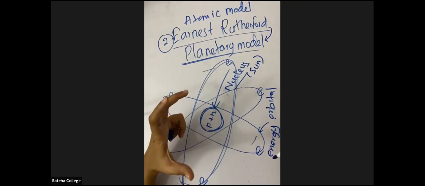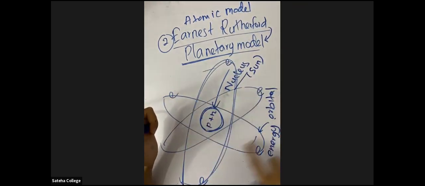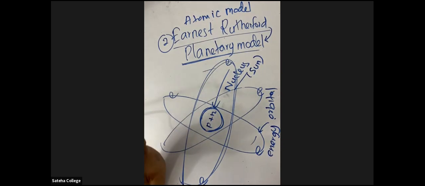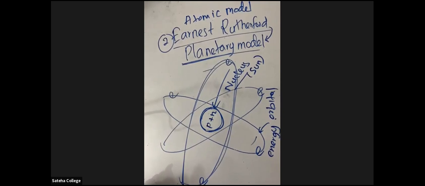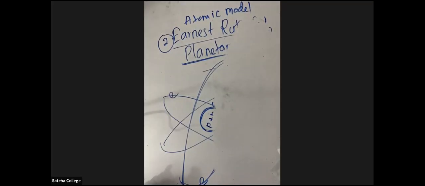And then what did he say? The electrons are revolving around the nucleus in energy orbital. Did you understand? Good. Okay. Now I'm changing the setting. If you have any doubt up to what we have studied, you can unmute and ask. Any doubt up to what we have studied?